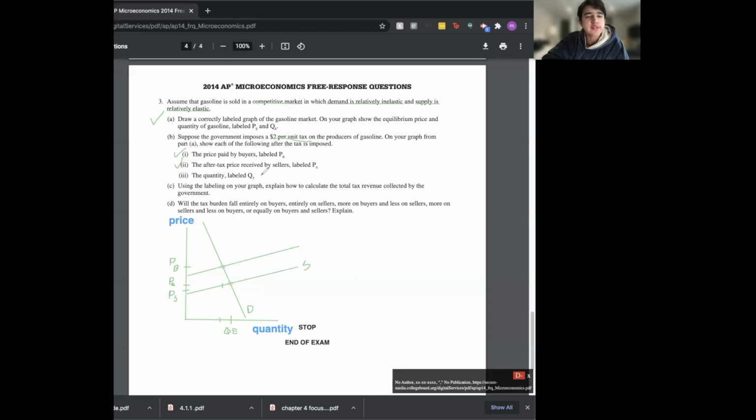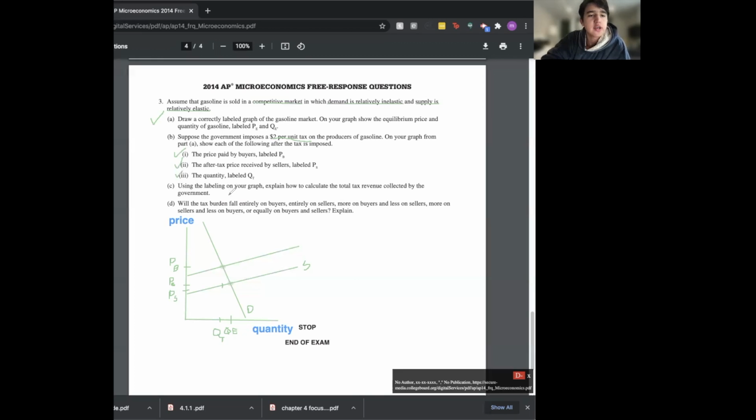Then part three says the quantity, and label that QT. The quantity for that would be down here. And earlier we established why the quantity is lower, because suppliers will not be as incentivized to supply as much if they have to sell it and earn less profit. So that is it for question B.